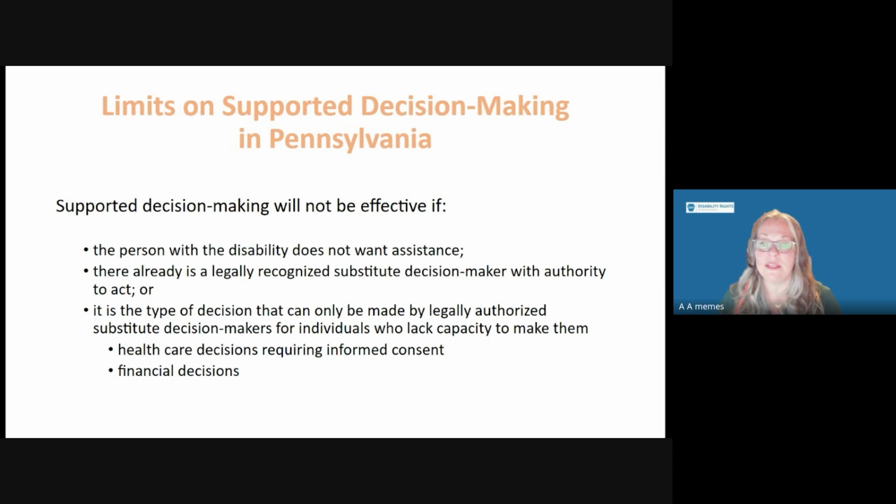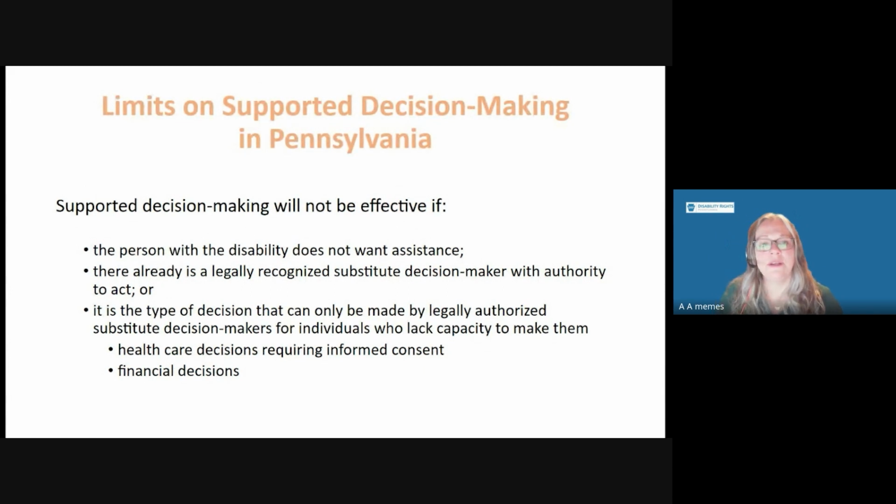And not only that, maybe they do have capacity, maybe they don't, but if they're perceived not to have capacity to make the decision, that's an important thing to keep in mind. If their decisions are not being accepted by people in the outside world, then that can be a problem, right? So the person doesn't want assistance. Supported decision making is also not really going to be effective if there's already a substitute decision maker, such as a guardian or a power of attorney, with authority to act for that particular decision. So again, we have to ask capacity to do what. It may be that there is a substitute decision maker for some things, but not all things. And then you could have supported decision making for the decisions that the person still has control over. But that's one thing to consider.